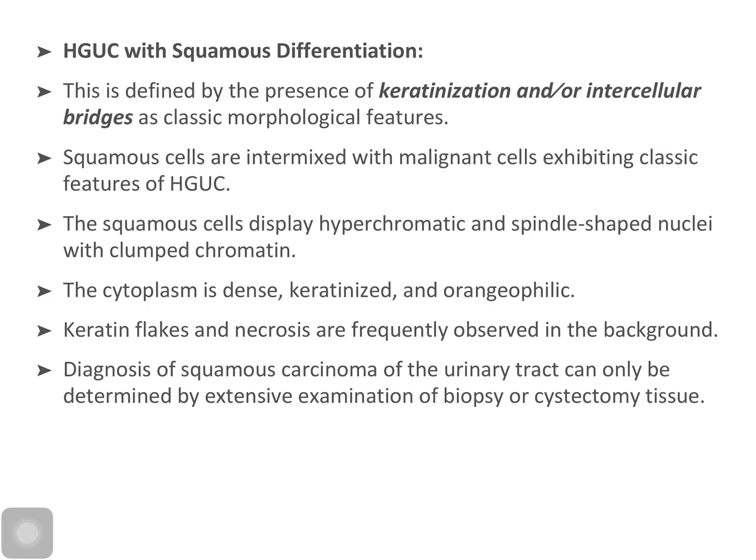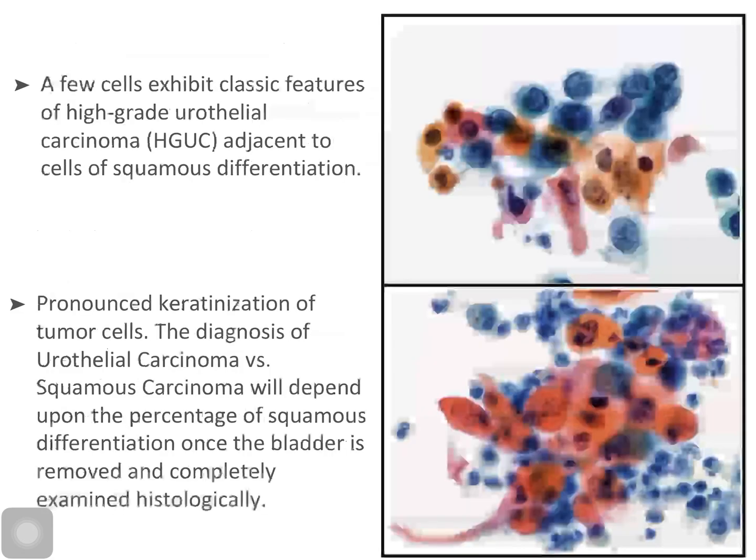The cytoplasm is dense, keratinized and orangeophilic. Keratin flakes and necrosis are frequently observed in the background. The diagnosis of squamous carcinoma of the urinary tract can only be determined by extensive examination of biopsy or cystectomy tissue. Here we can see a few cells in picture A exhibit classic features of high-grade urothelial carcinoma.